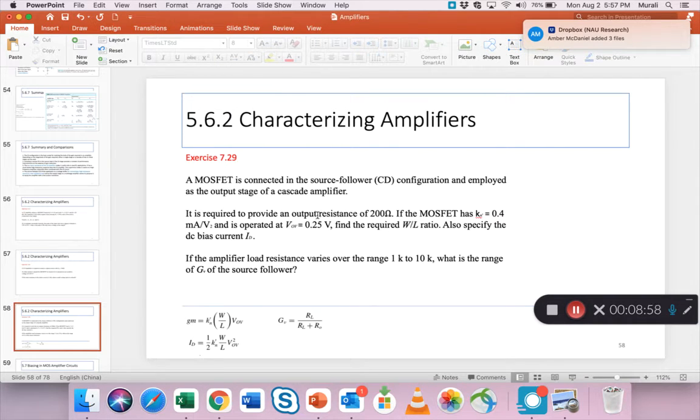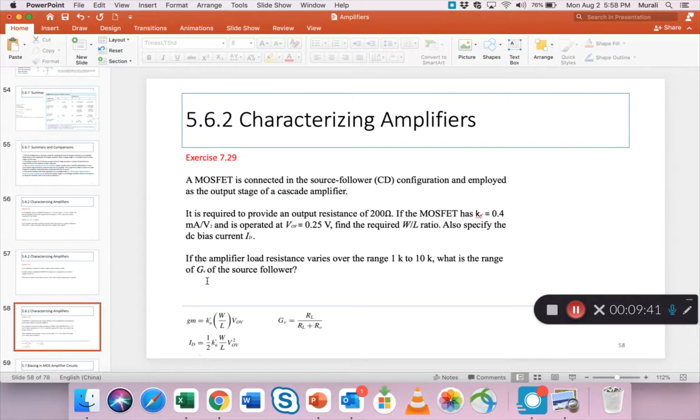It is required to provide an output resistance of 200 ohms, right? The output resistance is matching some kind of device, maybe a speaker or something, with a very low impedance of its own. So the output resistance is low. The MOSFET has these values, Kn, I think you know what this is, and is operated at an overvoltage of 0.25. Find the required W by L ratio. Also specify the DC bias current ID. If the amplifier load resistance varies over the range 1K to 10K, what is the range of Gv, the overall gain?